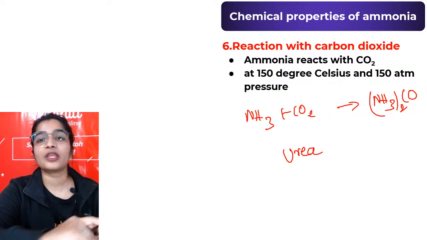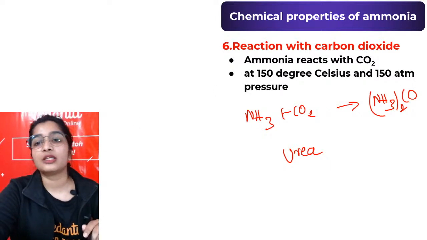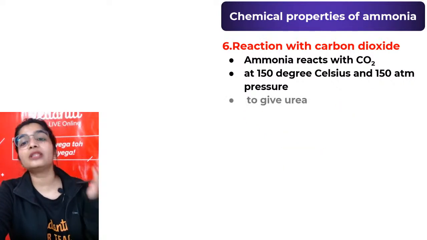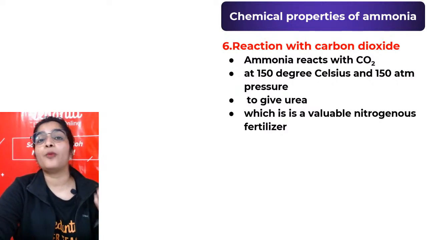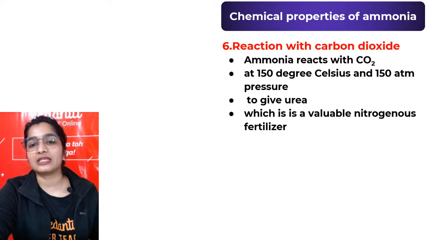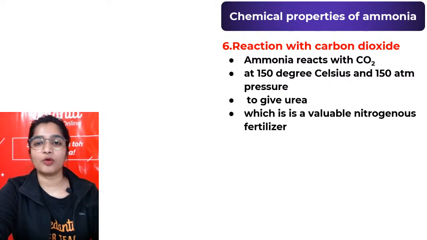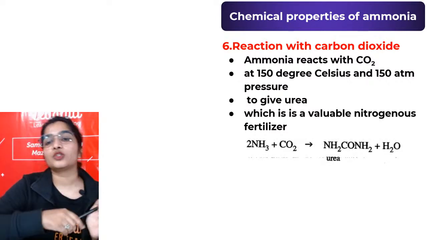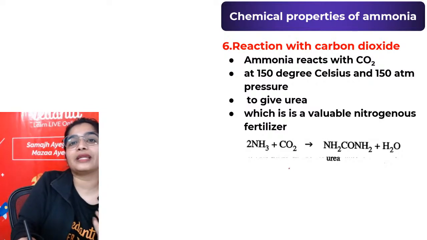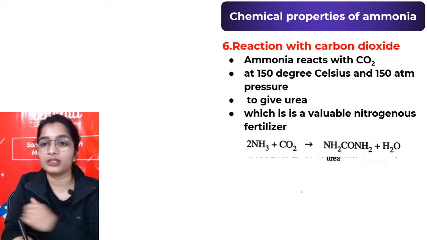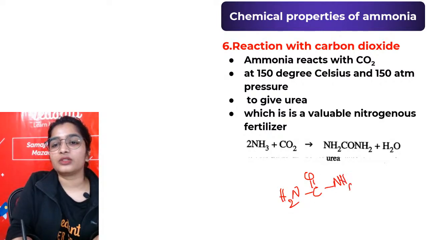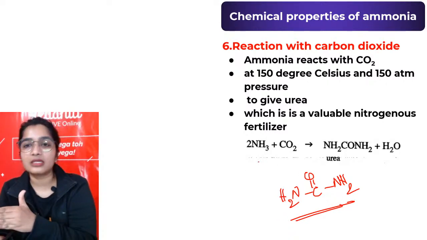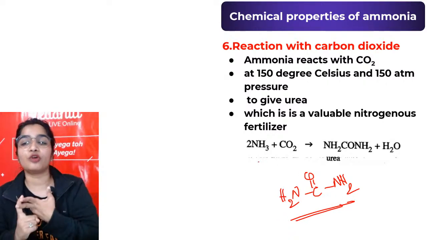Hi Sachin. So at 150 degrees Celsius and 150 atmospheric pressure, ammonia will react with carbon dioxide to form urea, which is a very, very important product because it is used as a fertilizer. And this is the reaction. I have already written it. So 2NH3 plus CO2, you will get NH2CONH2 plus water. Let me just write it again. So this is how it looks. NH3 plus CO2, you will get urea along with the formation of water.